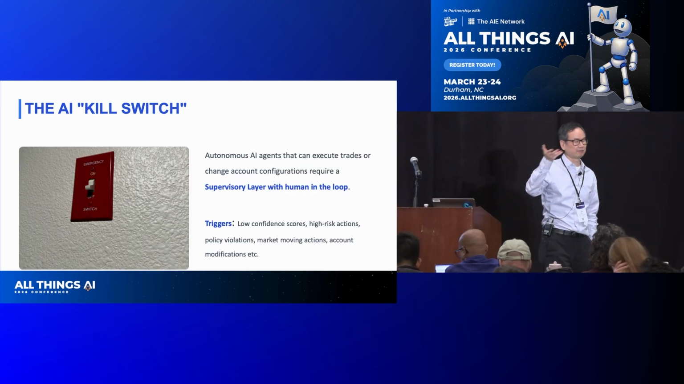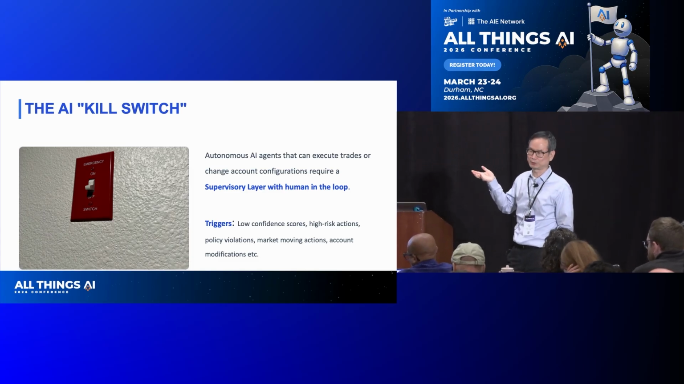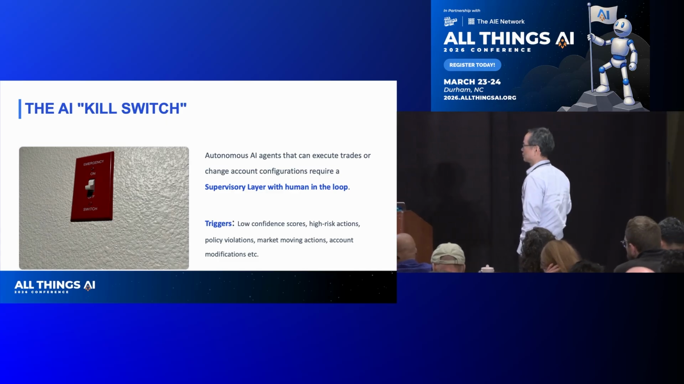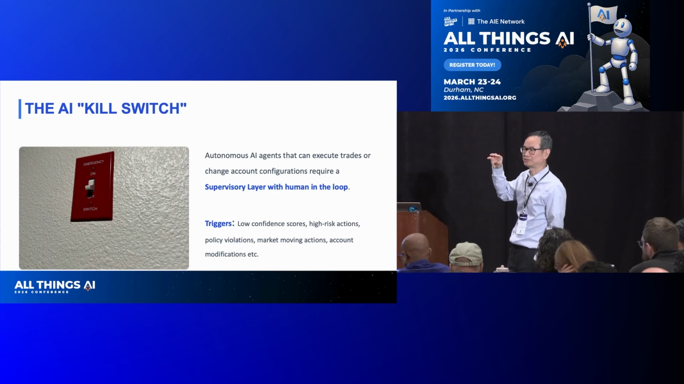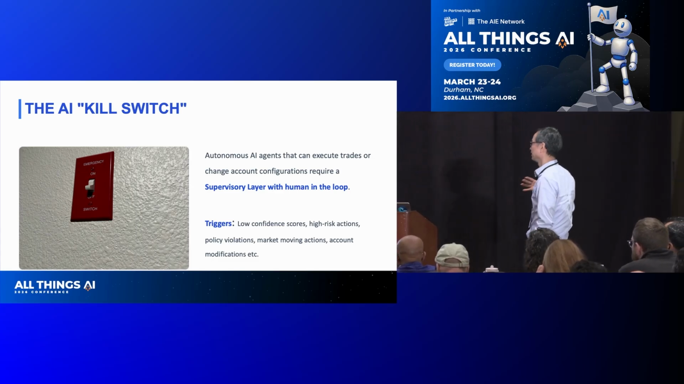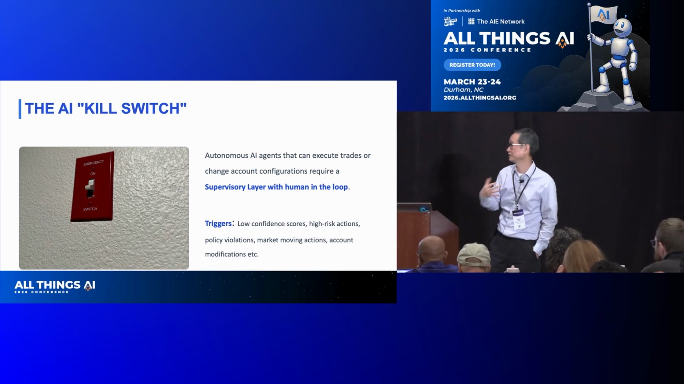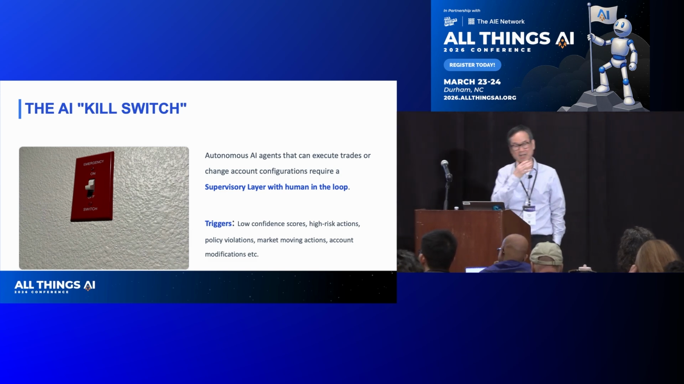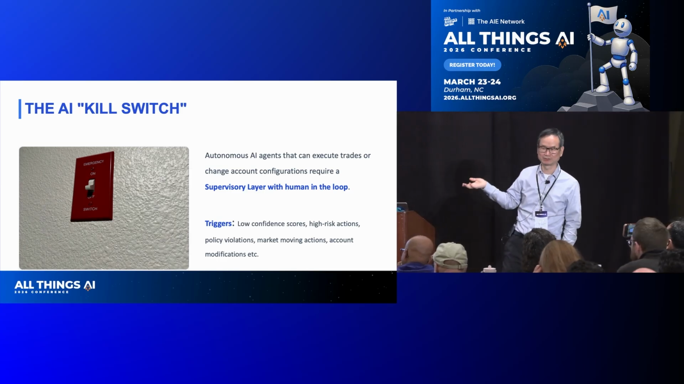And these days, everyone is talking about agents, right? But you need to have a kill switch for the agent and make sure that there is a supervised layer with a human in the loop that has safety policies and triggers in place. Whenever certain things happen, you make sure that a human can step in, whether it's a low model confidence score or a high-risk action in financial services.